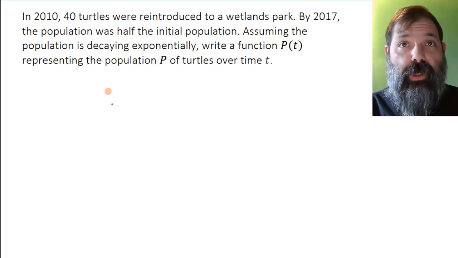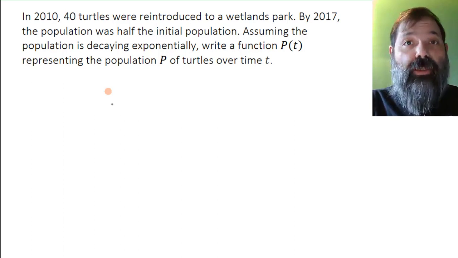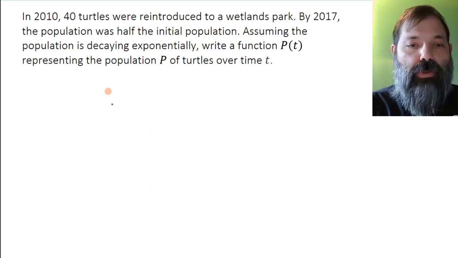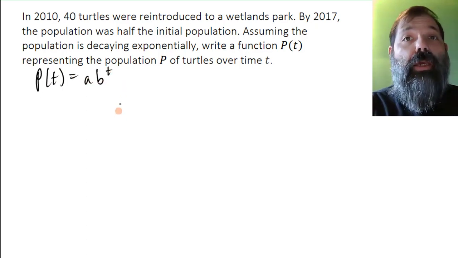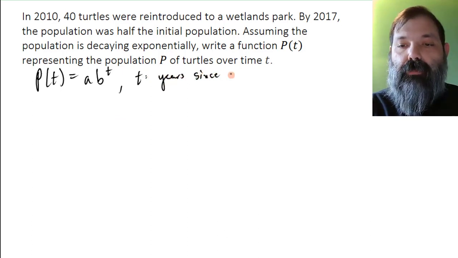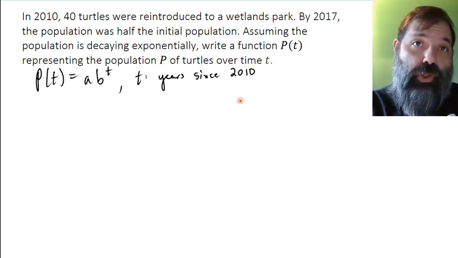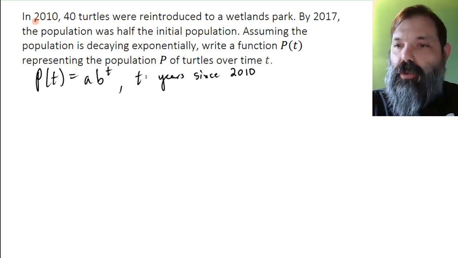Since we're told that the population is decaying exponentially, let's write an exponential function. Let's assume that p of t takes the form a times b to the t, and we will let t represent the years since 2010. This is a good choice to make because it makes the data easier to work with. We don't have to deal with those huge numbers.